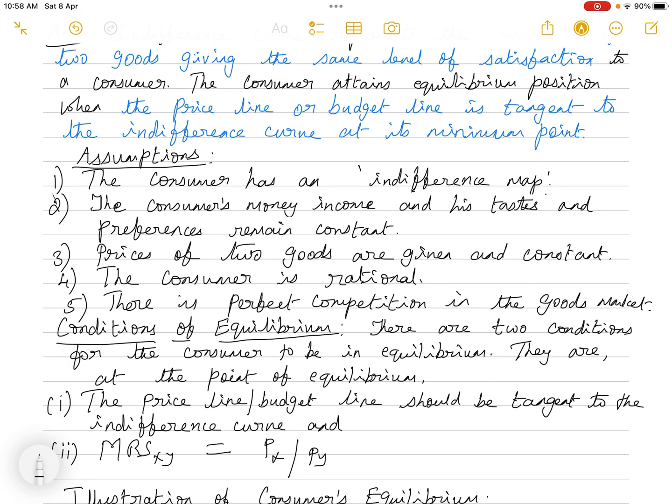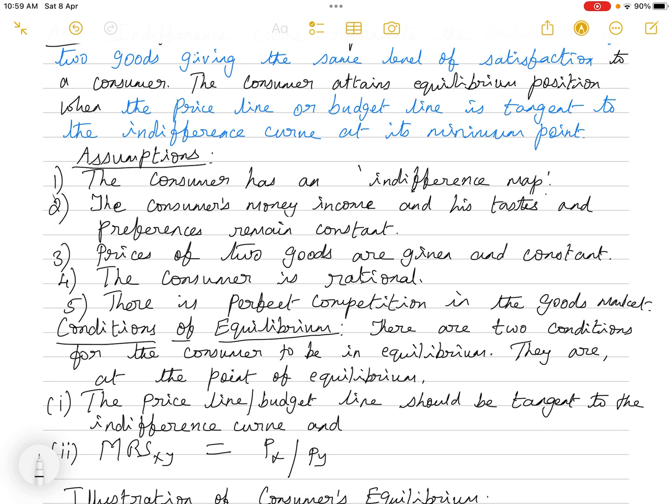Okay, so this is the introduction. Now there are certain assumptions as usual. The first assumption is that the consumer has an indifference map. Just now I explained the meaning of indifference map, showing his preferences. As the income increases, he will keep on moving to higher and higher levels of indifference curves. That means he has a definite scale of preferences, arranging his choices in order. That's why the consumer has an indifference map.